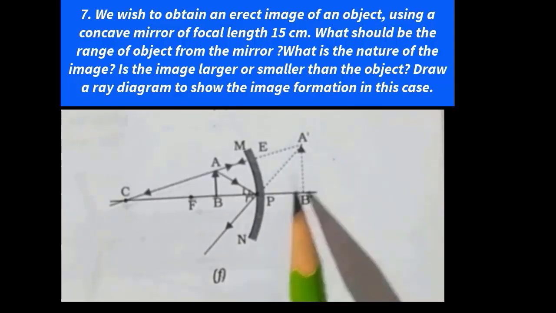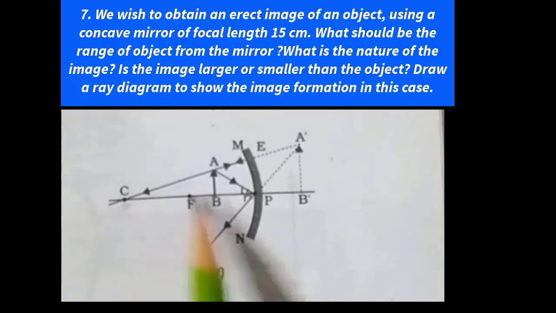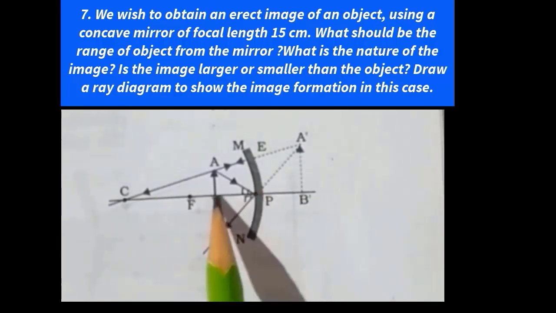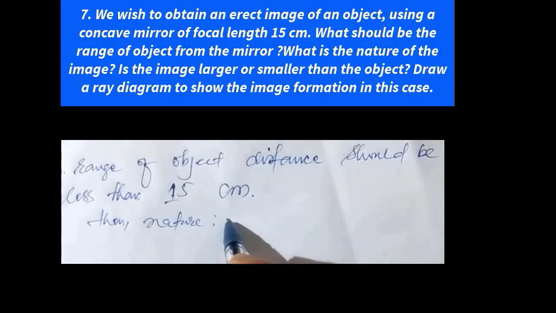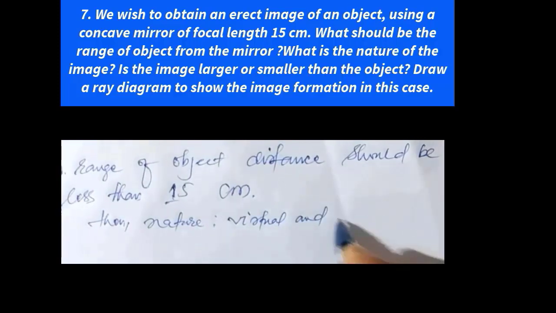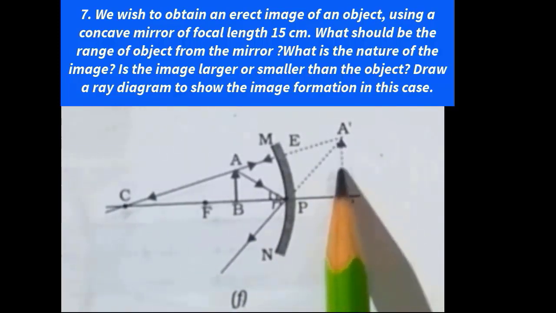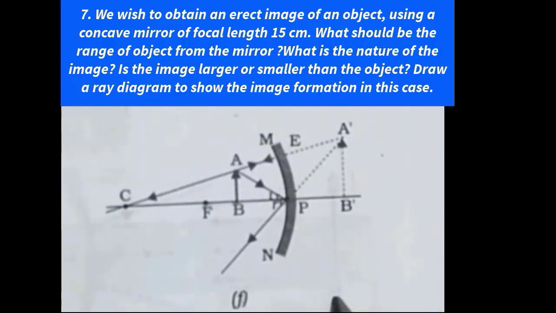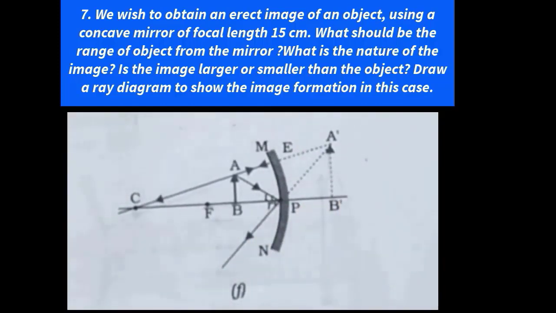The only condition to get an erect image for a concave mirror is when the object is between the pole and focus. Now focus is given, 15 cm focal length, and we wish to obtain an erect image, so that means the object should be somewhere between. That means it should be less than 15 cm. So this is the answer. Nature will be virtual and erect. This image is behind the mirror, so it will be virtual. And you can see that the image is erect. If it is downside, then it will be inverted. You will see that the image will be larger than the object, so it will be enlarged.